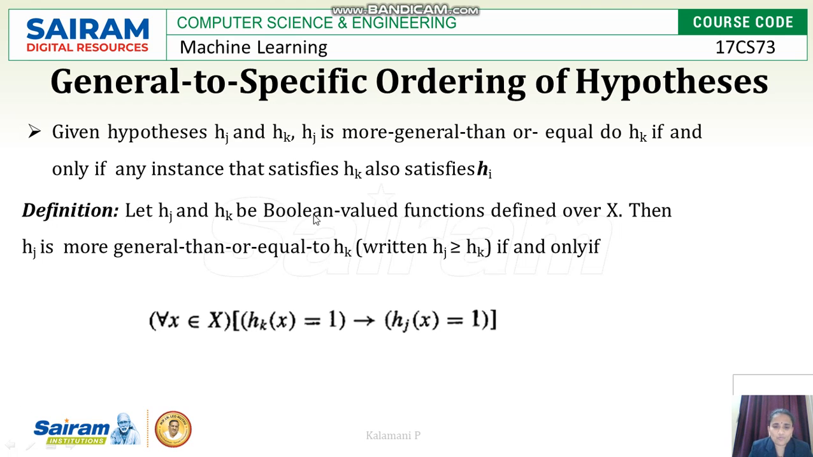So now let Hj and Hk be Boolean valued functions defined over X. Then we represent Hj is more general than or equal to Hk as Hj ≥ Hk. That is the meaning: Hk is a subset of Hj. This holds if and only if for all x belonging to X, Hk(x) equals 1 implies Hj(x) equals 1. Hk is specific, and Hj is general. So it moves from specific to general.